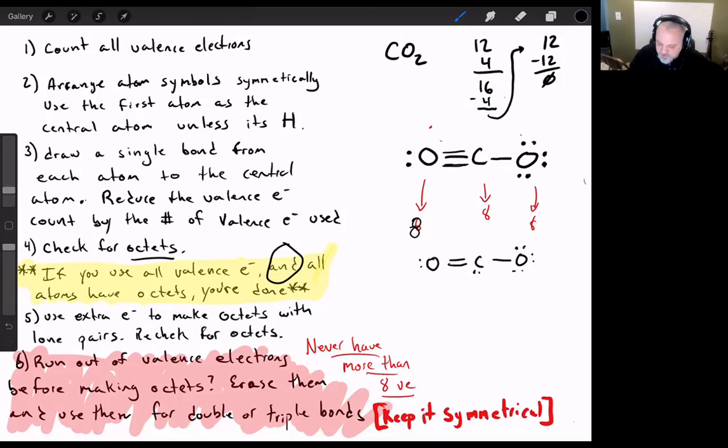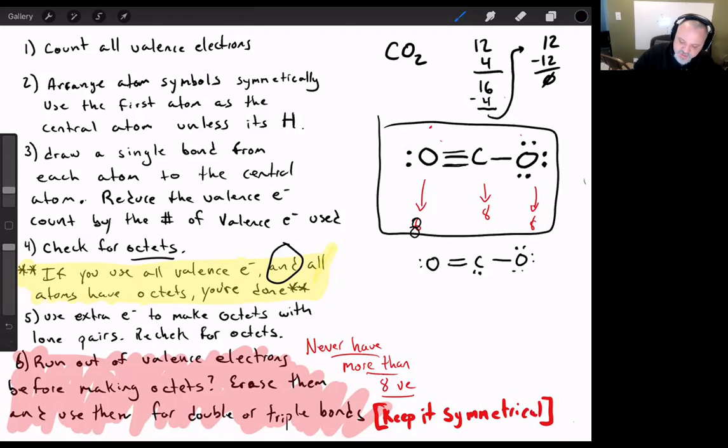Is there a way to arrange these more symmetrically so that I have 8 around everything, but the picture is more symmetrical? So in this picture, I have 8 around everything, but it's not symmetrical. So let's try to do some of this work.